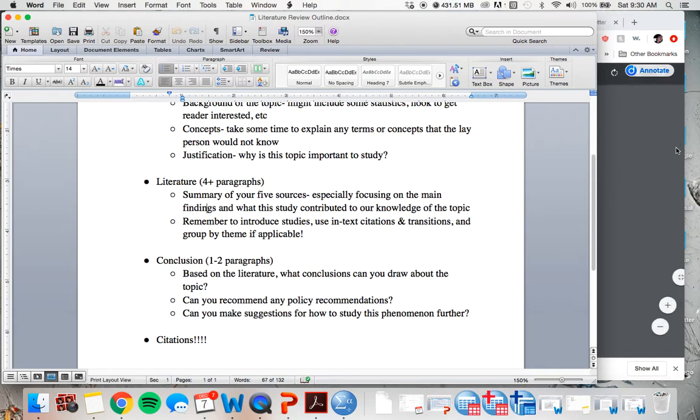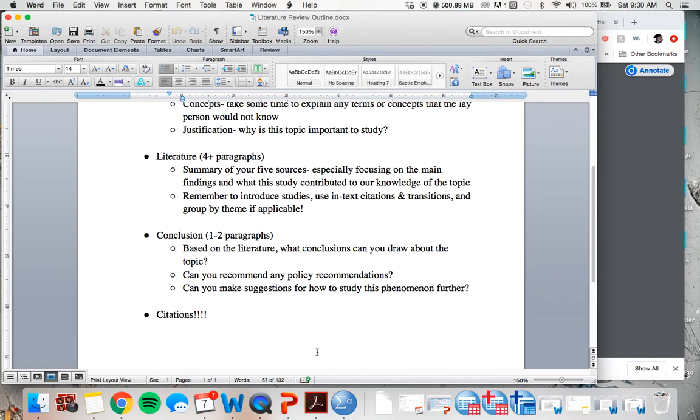Or how do you think people can study this in the future? You've read a lot of methodology, right? Do you have any ideas of how this or what aspects of this need to be further studied? And then you want to include your citations.